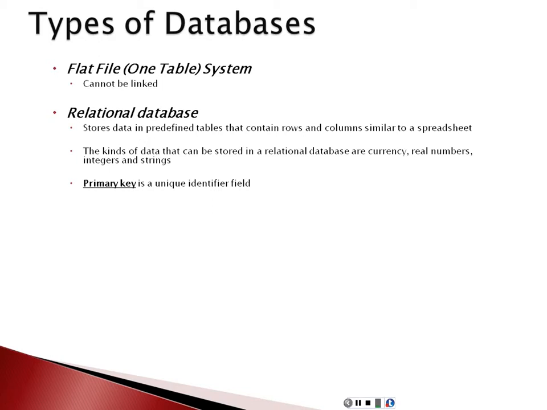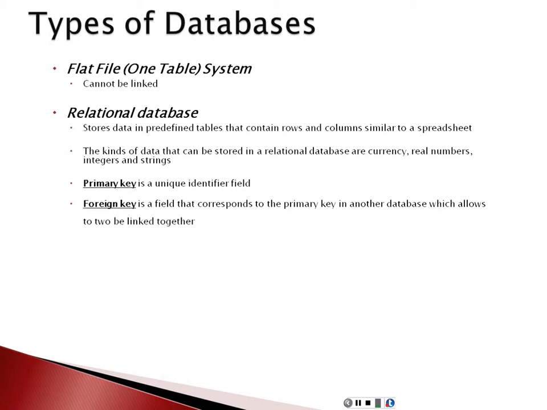We talked about that primary key. If we want to link those tables in a database, we have to have one column that's in both tables, and it needs to be a unique identifier. That could be an account number. That would be maybe a unique identifier. Medical record number, definitely is a unique identifier, and then that foreign key is a field that corresponds to the primary key in another table, which allows two of them to be linked together.